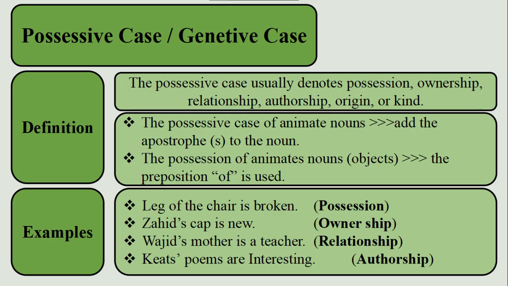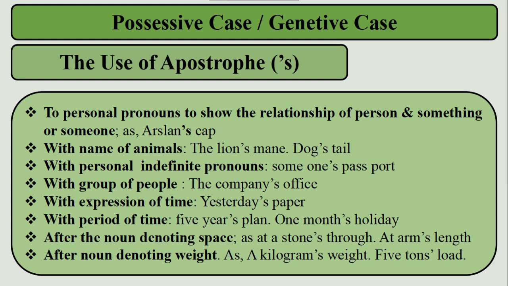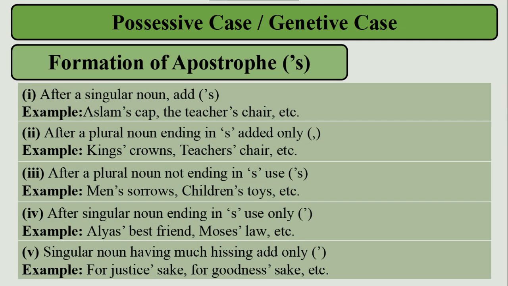Like what? Well, with personal indefinite pronouns, someone's passport, with groups of people, the company's office. Right. With time expressions, yesterday's paper, one month's holiday, even with space, a stone's throw, or weight, a kilogram's weight, five tons' load. Wow, okay. It pops up a lot more than just simple ownership. It does. Now, the nitty-gritty of forming it.